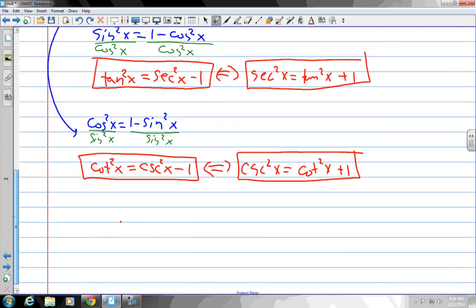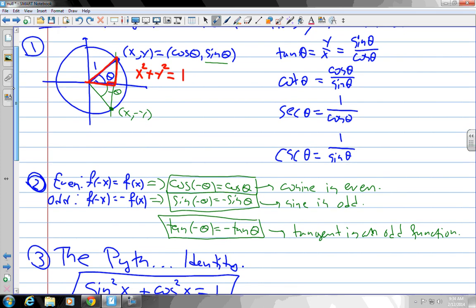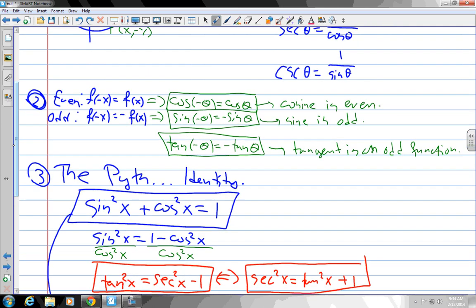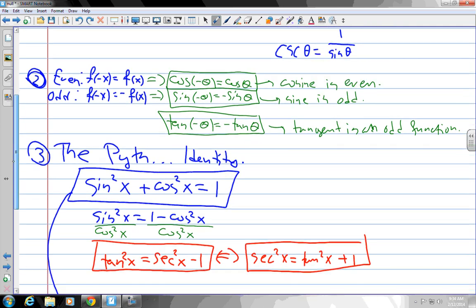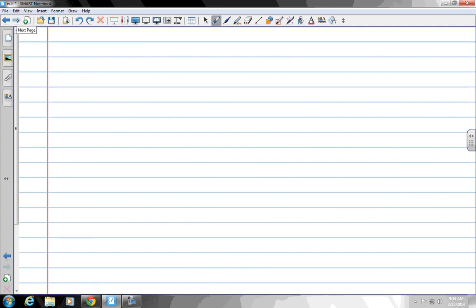So this is what we're going to start with. These are some identities that you need to know. I mean, you need to know the basic ones, like tangent is sine over cosine. You need to know that. You need to know the odd-even. They'll show up. And again, you need to know the big one. The rest, these little ones, are derived from the big one. This is the important one. You need to know the big one. So let's do a few examples where we simplify trig expressions.